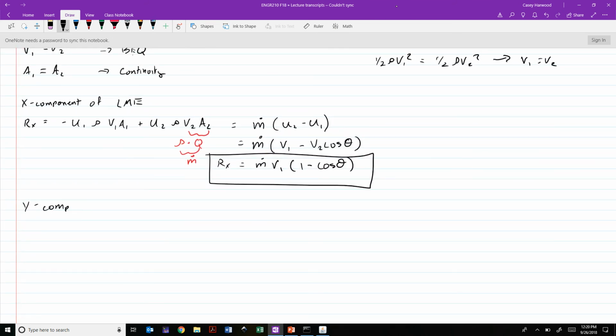Doing the same thing in the y direction, we would end up with Ry is equal to m dot times v2 minus v1, which would be equal to m dot times, sorry, v2 sine theta minus 0, equal to m dot v2 sine theta.